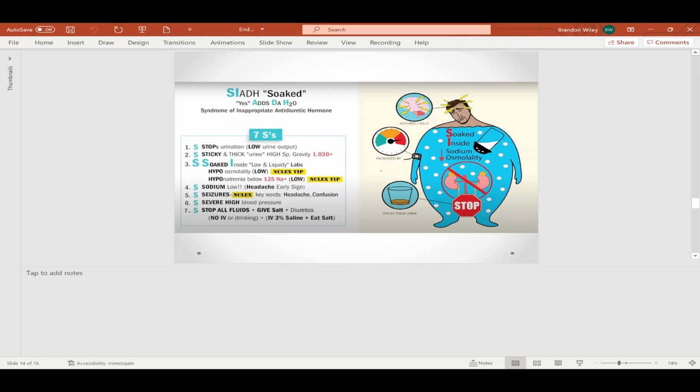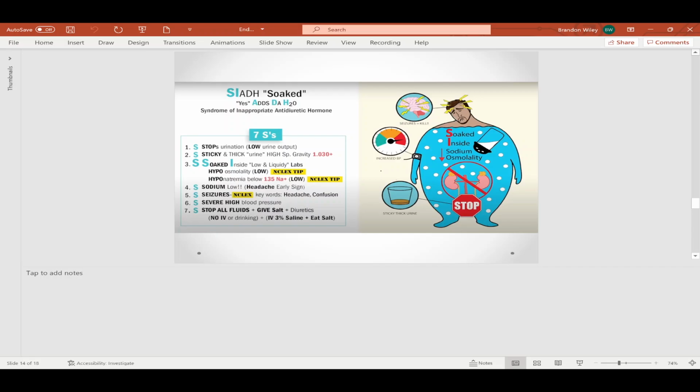So there's 7 S's, so you're going to stop urination, so you're going to have low urine output. You're going to be completely drowning in water, right? Because you have too much ADH. You're going to have very sticky and thick urine because you're going to have a high specific gravity, because it's going to have no water in it, so that's why it's very thick. You're going to be soaked on the inside. So you're going to have a low osmolality, and you're going to have hyponatremia.